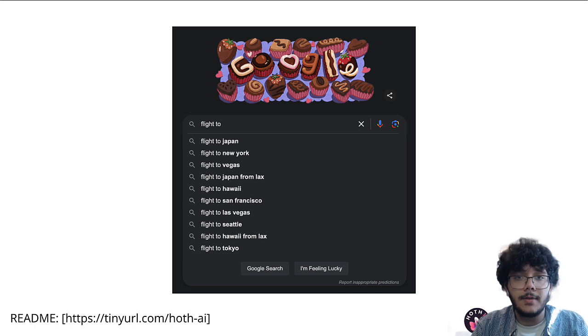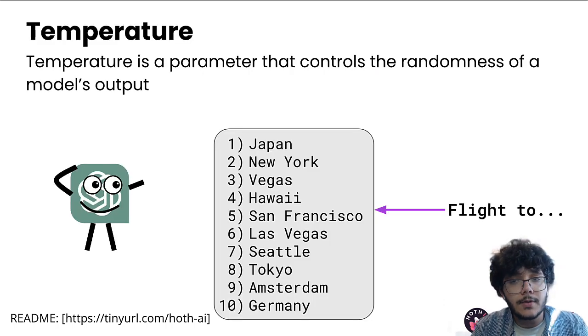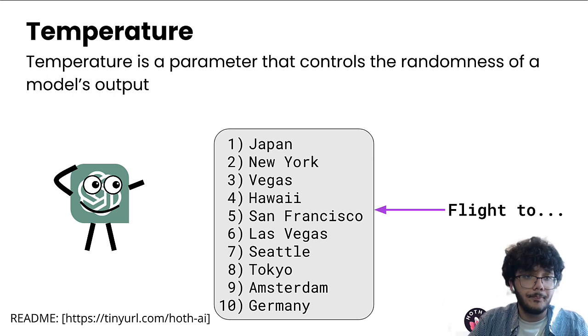So the ChatGPT model always needs something that's called temperature. Temperature is just a number that controls the randomness of a model's output. Let's say the ChatGPT LLM generates the same list of places that Google generated, but it can only choose one to tell me about.